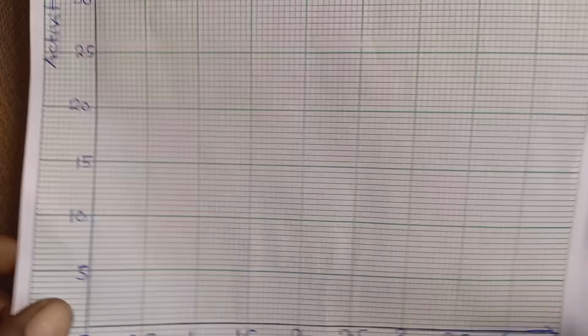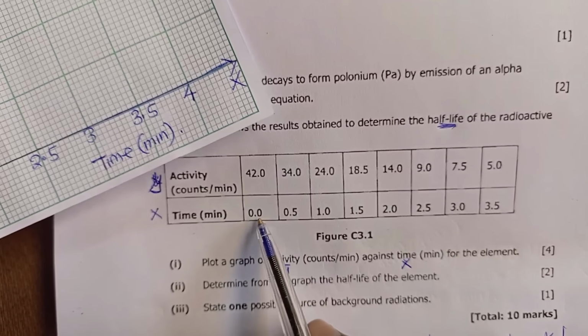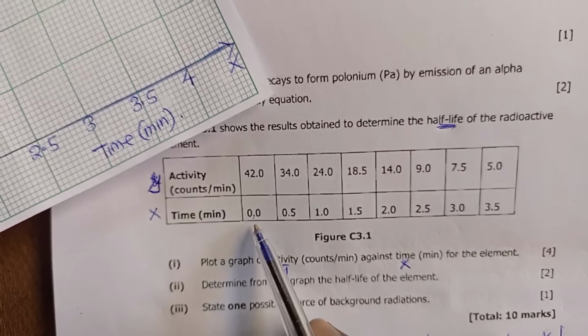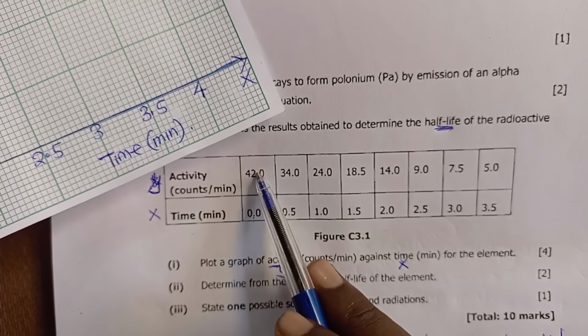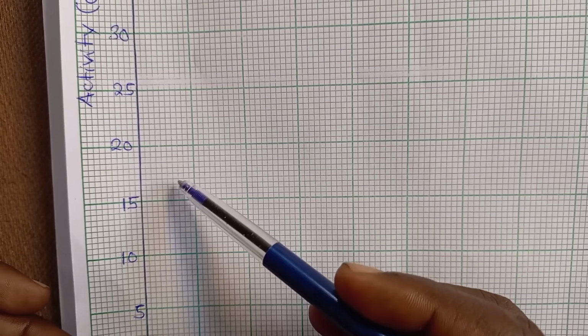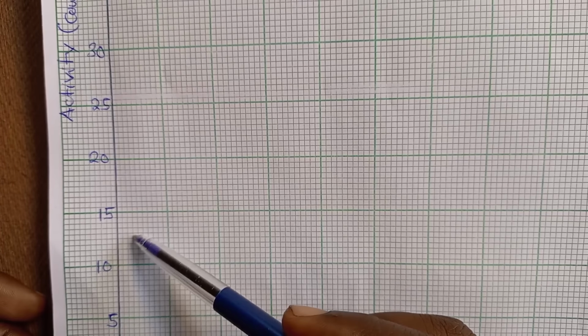So from here now, you start plotting. You say, okay, what's the first coordinate? The first coordinate, you know that this is x, this is y: 0, 42. Before we measure this 42, we need to know how the scale is moving on this axis, which is the y-axis.